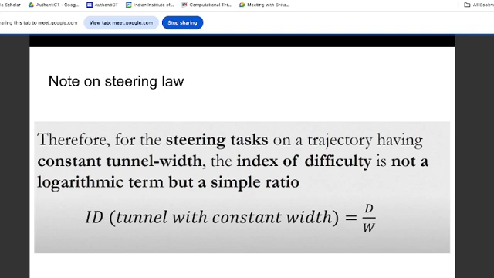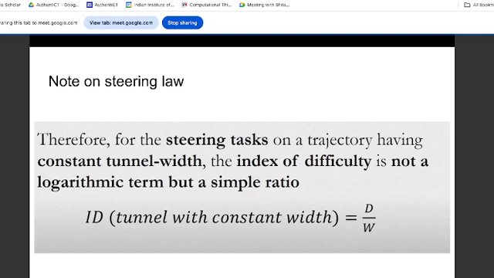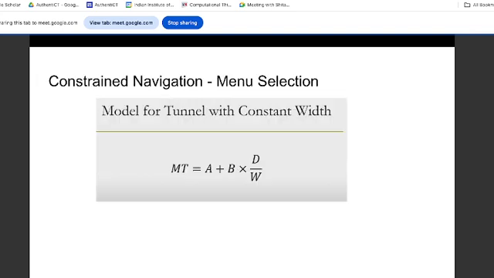So the note on steering law: for a steering task on a trajectory having constant tunnel width. Here we saw W is within the integral, right? So for this constant tunnel width, suppose there are multiple tunnels and each tunnel has the same tunnel width. The index of difficulty is not a logarithmic term, but becomes a simple ratio D by W. So in that case, movement time becomes a plus b D by W. D is the total distance to be covered within each tunnel, and W is the width.